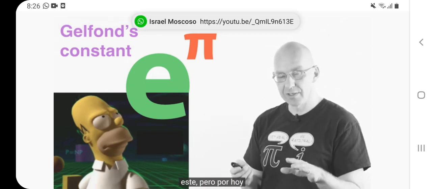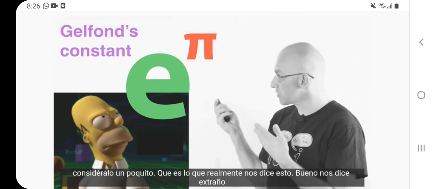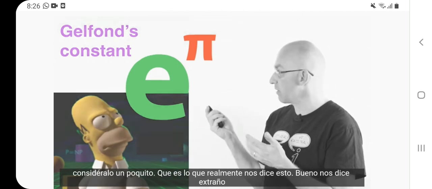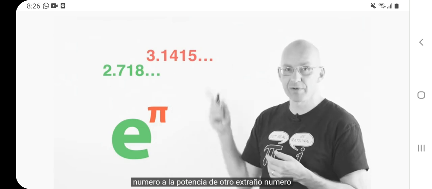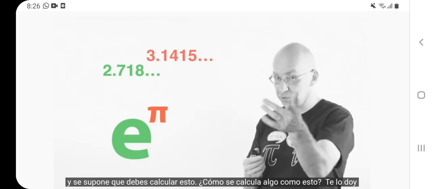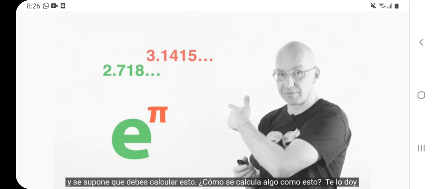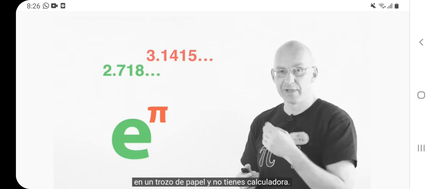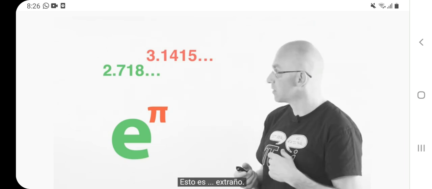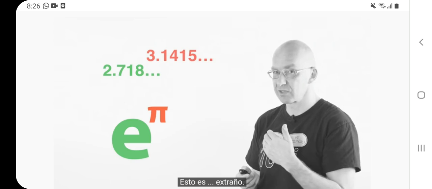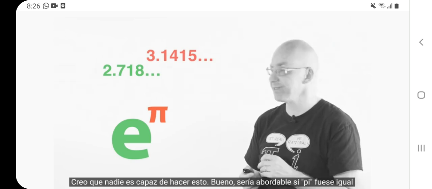But just for today, just ponder it a little bit. What does this actually say? Well, it says weird number to the power of another weird number. And you're supposed to calculate this. How do you calculate something like this? If I give it to you on a piece of paper and you don't have a calculator. That's strange. I think nobody will be able to do this.